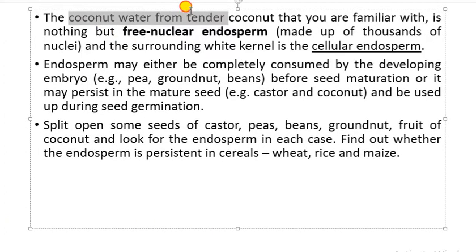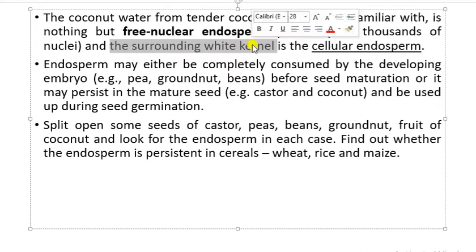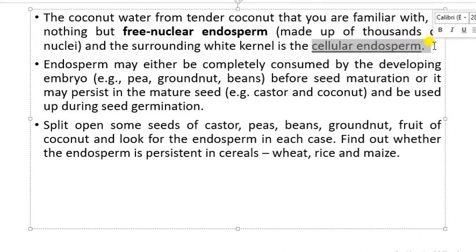The coconut water, which is present in coconut, is free nuclear endosperm. That is, it is made up of thousands of nuclei, and the surrounding white kernel is the cellular endosperm. So basically these are the two major types of endosperm which are found mostly in angiosperms, that is the free nuclear endosperm and the cellular endosperm. The surrounding white kernel, which is the cellular endosperm, is mostly the edible portion of the coconut.